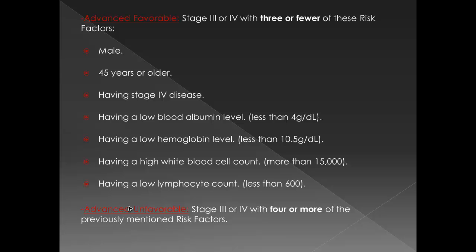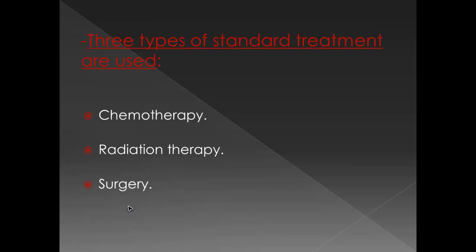The favorable is a patient with stage 3 or 4 with 3 or fewer of these risk factors, which help in determining the prognosis of the patient: being male, 45 years or older, having stage 4 disease, a low blood albumin level, a low hemoglobin level, a high white blood cell count, and a low lymphocyte count. The advanced unfavorable includes stage 3 or 4 with 4 or more of the previously mentioned risk factors.